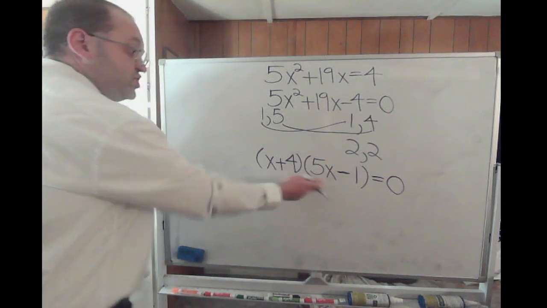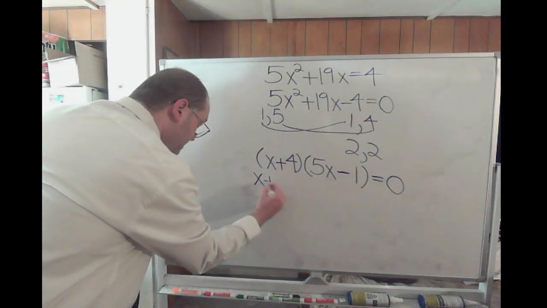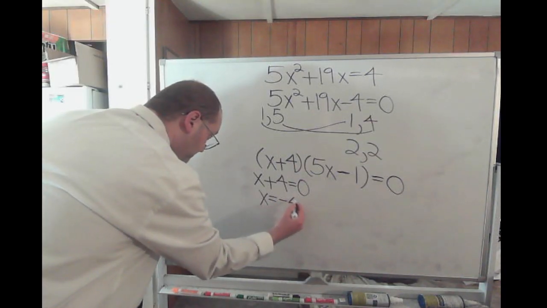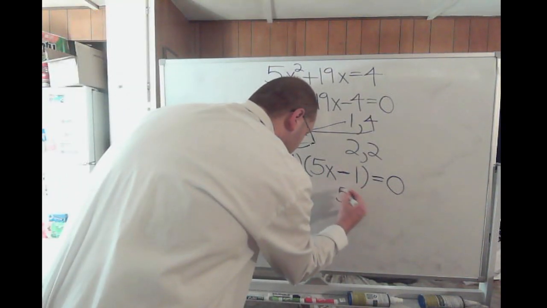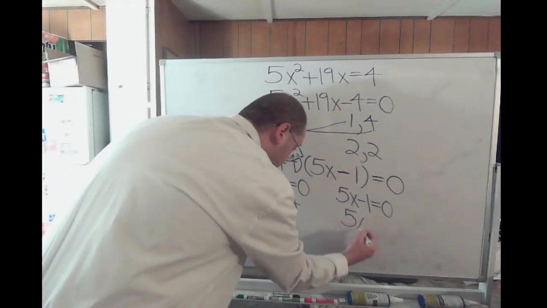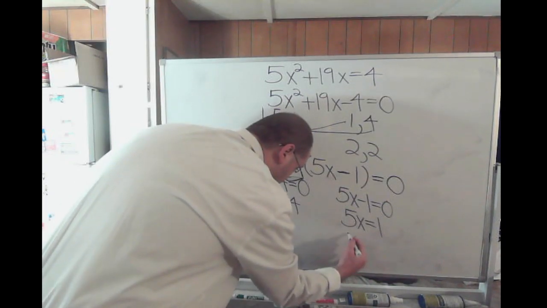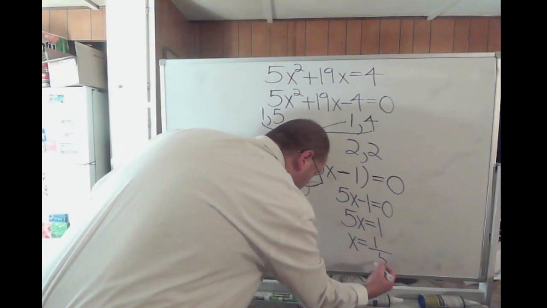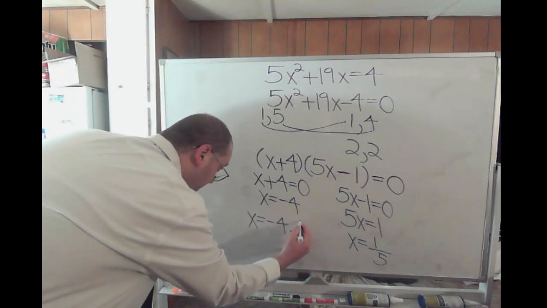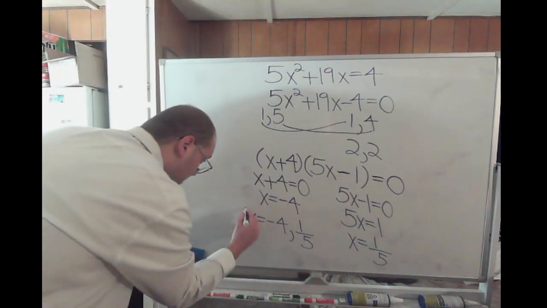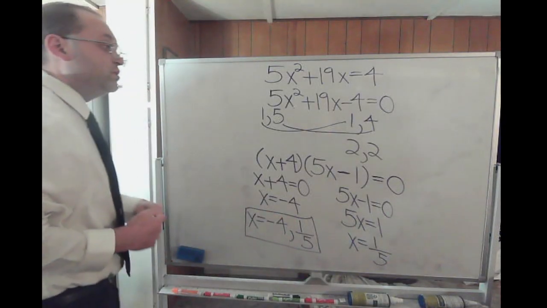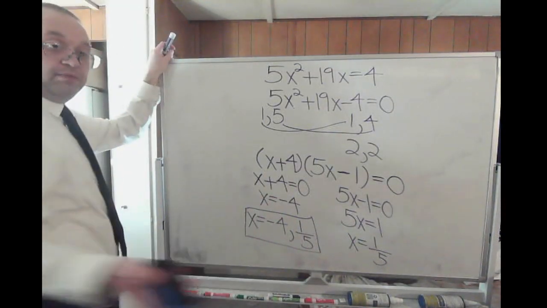Now all you got to do is set each of the factors equal to 0 and solve for x. So x plus 4 equals 0 would simply give you x equals negative 4. And then 5x minus 1 equals 0 would simply give you 5x equals 1, which means x would equal 1/5. So your two answers to this are going to be x equals both negative 4 and positive 1/5. That would be your answer to this particular quadratic equation. X equals negative 4 and then positive 1/5. And we were able to determine that by factoring.